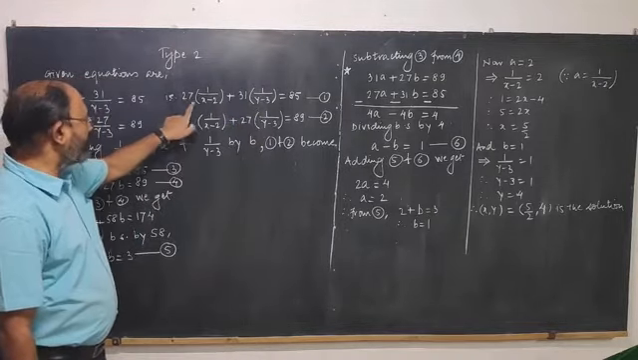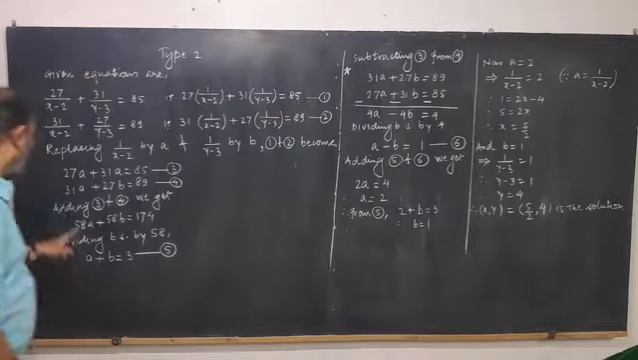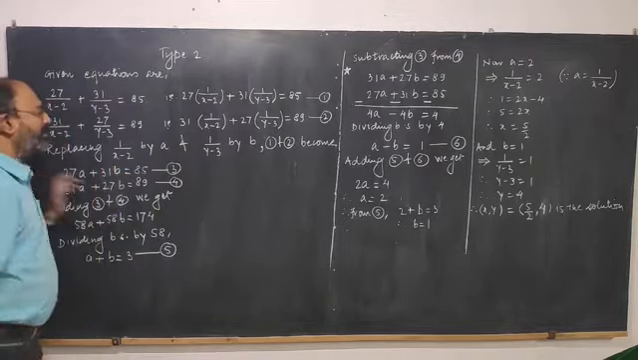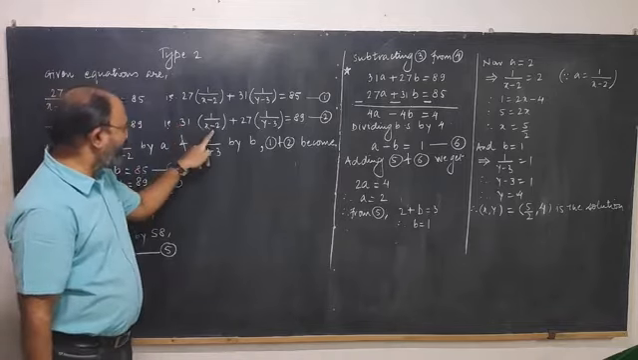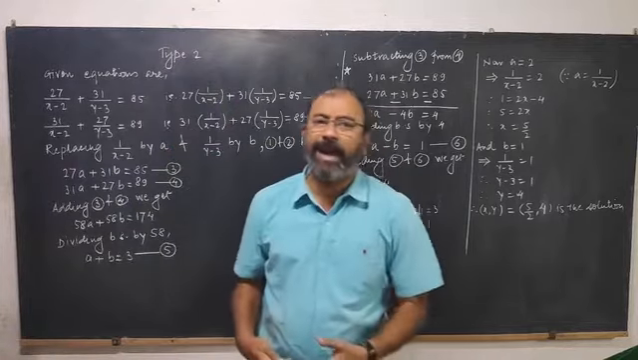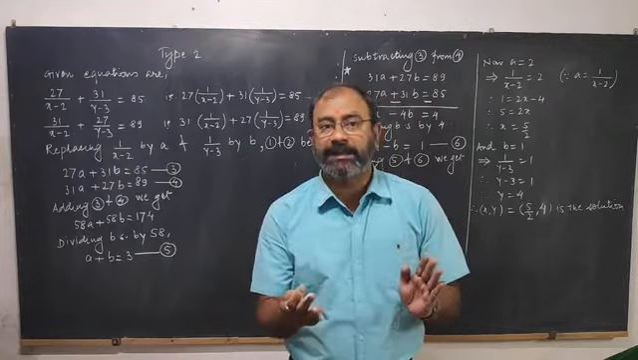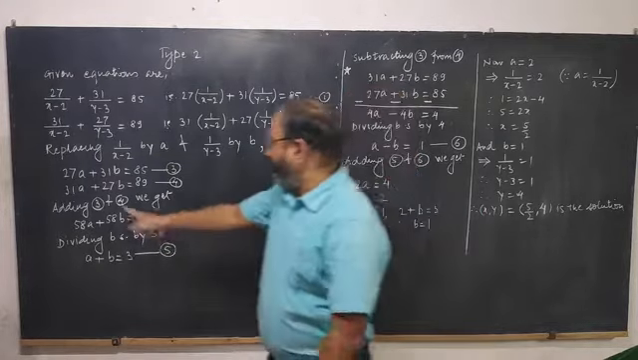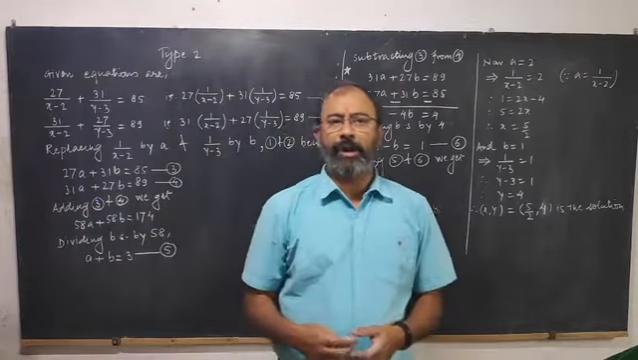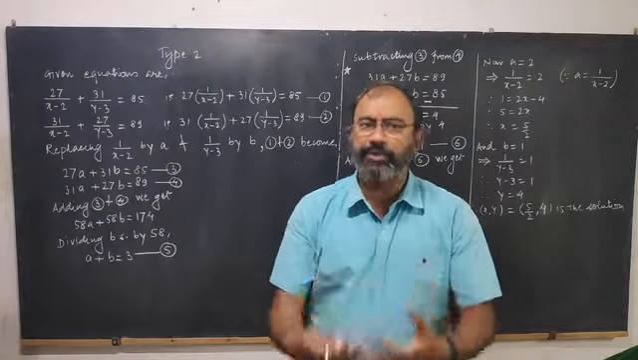So this equation becomes 27a plus 31b equal to 85. Similarly, the second equation becomes 31a plus 27b equal to 81. By chance we have got a problem where the coefficients of a and b are interchanging: 27, 31, 31, 27. So yesterday we studied how to solve these equations: once we add and once we subtract to get two new equations.